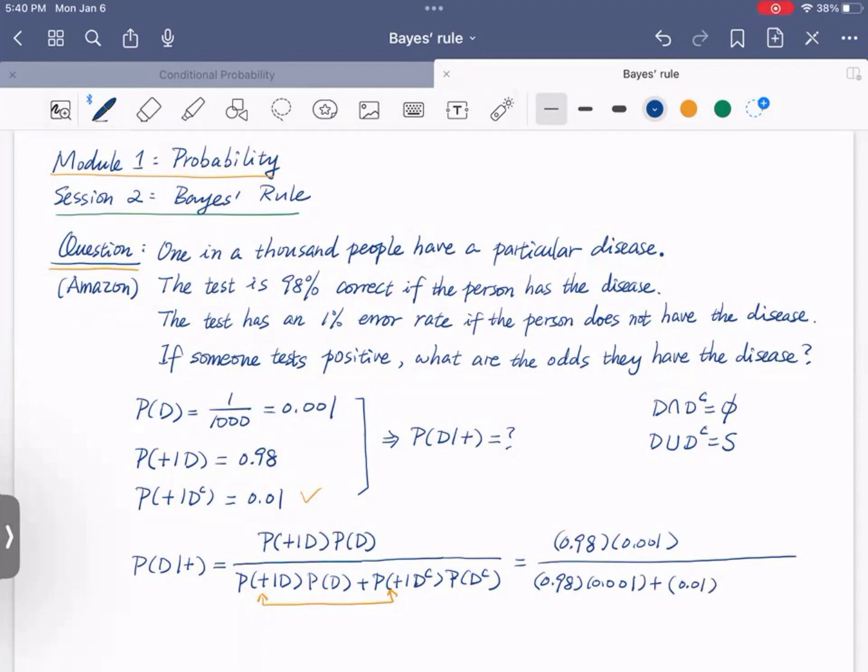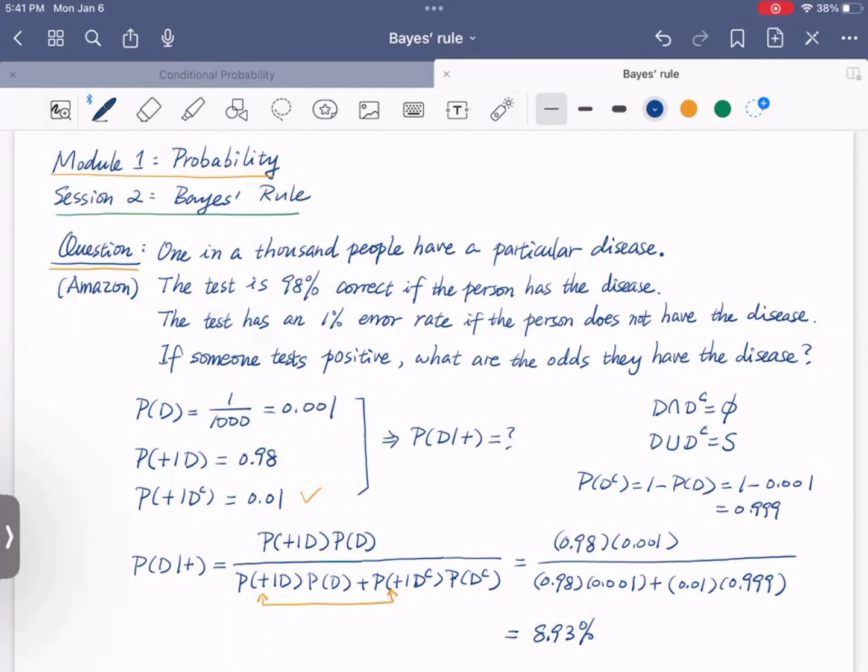Okay. How about the probability of D complement? Because P of D is 0.001, P of D complement is equal to 1 minus P of D using the complement rule. So it is 0.999, 1 minus 0.001. Using a calculator, or you can use R as a calculator, you see that is equal to about 8.93%. All right, this is how to solve this problem.